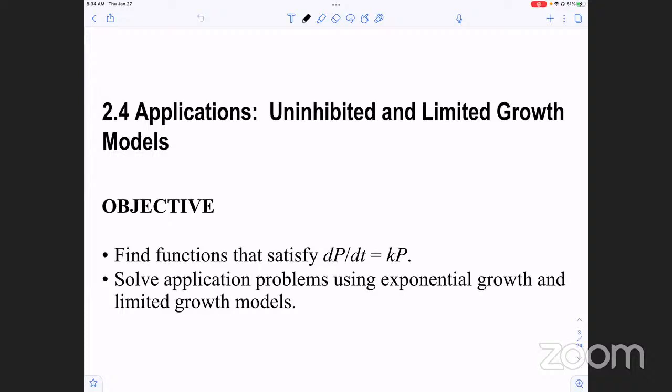A couple of objectives. We'd like to find functions that satisfy dP/dt equal to k times P, all right? So basically P prime equal to a constant times the original. And then we'd like to solve application problems using exponential growth and limited growth models.